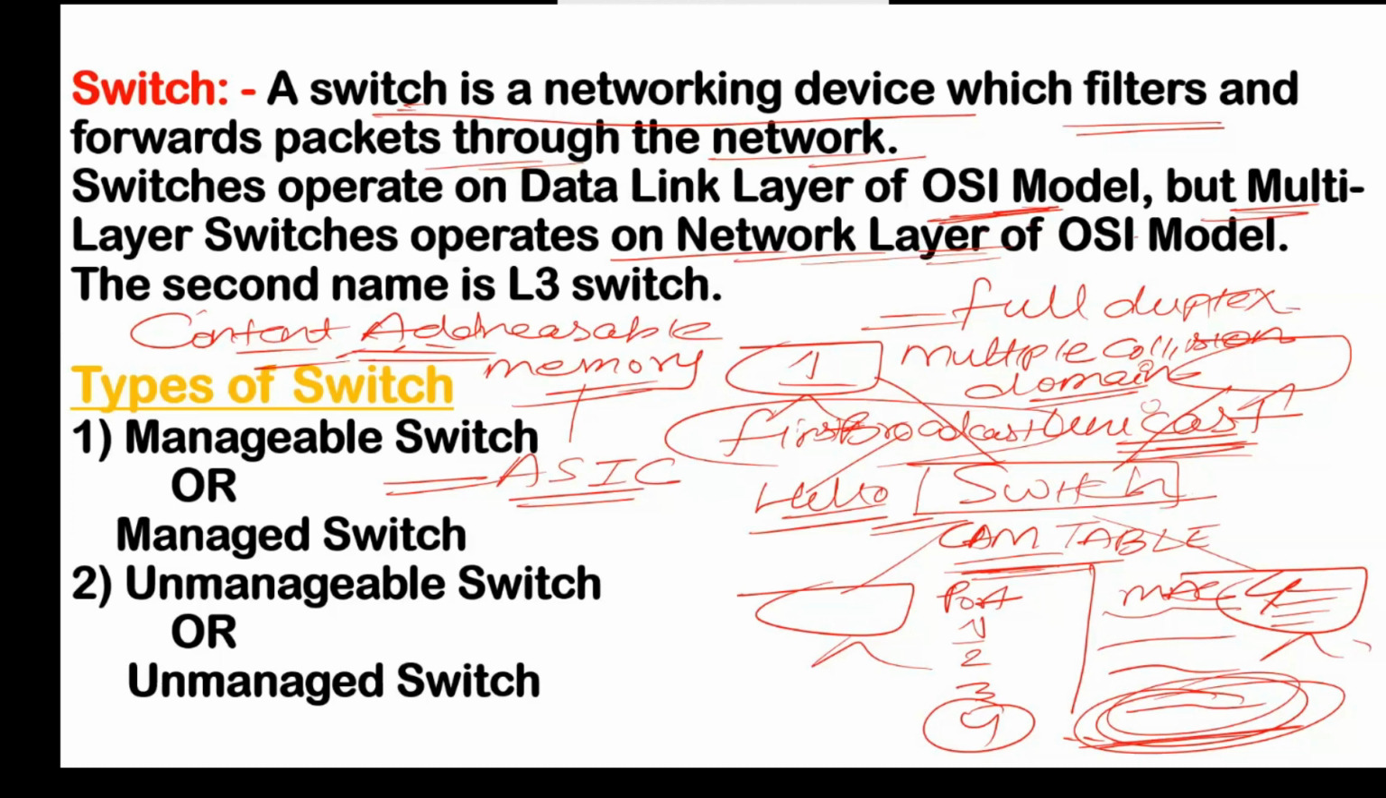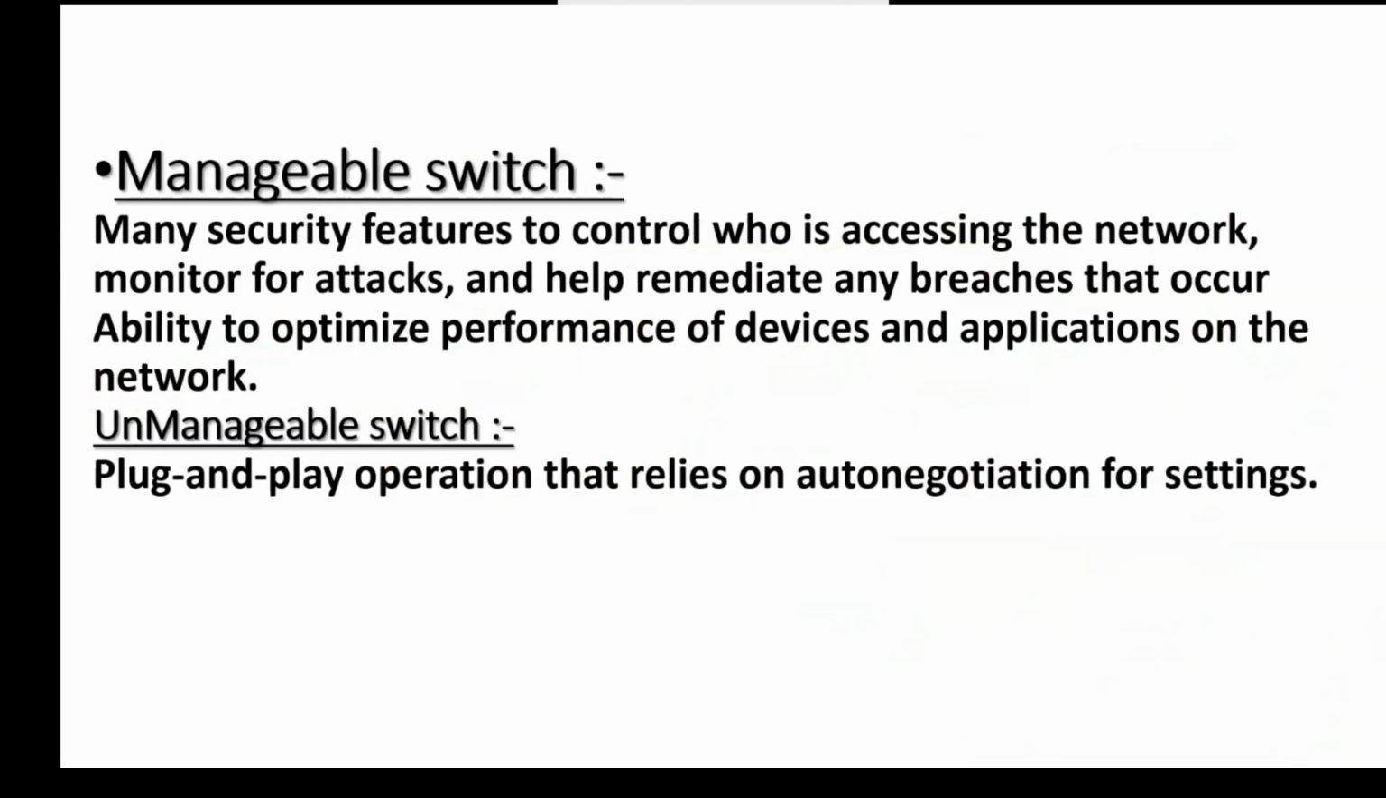And types of switch: we have two types available for layer 2 and layer 3 also, manageable and unmanageable. Manageable means that type of switch you can manage. Here we have multiple settings and many features we can control, like who is accessing the network, monitoring for attacks, help for remedy, or the ability to optimize performance. But unmanageable means it is only plug and play. Just plug it in and start using it. You can't manage any configuration or settings in an unmanageable switch.